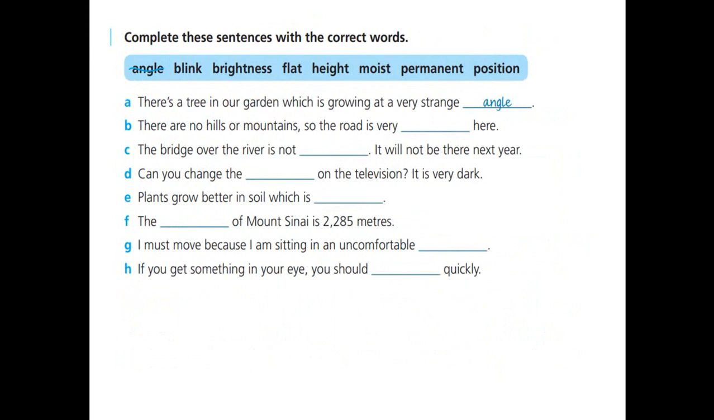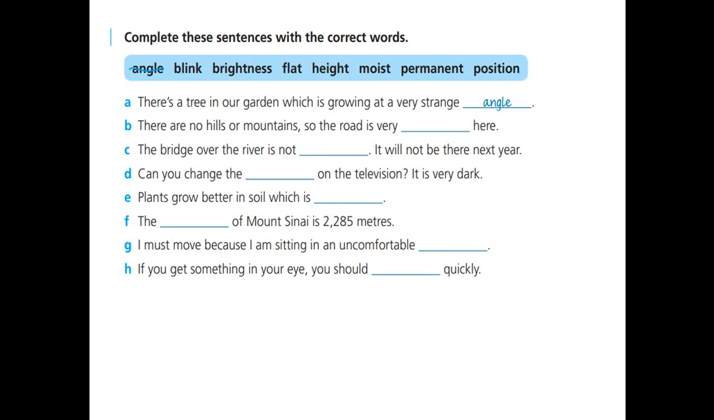Alright, now we come to the workbook, unit 12. This exercise number 1, we have angle, blink, brightness, flat, height, moist, permanent, and position. Number A, that's a tree. There's a tree in our garden which is growing at a very strange angle. Number B, there are no hills or mountains, so the road is very what here? The road is very flat here.